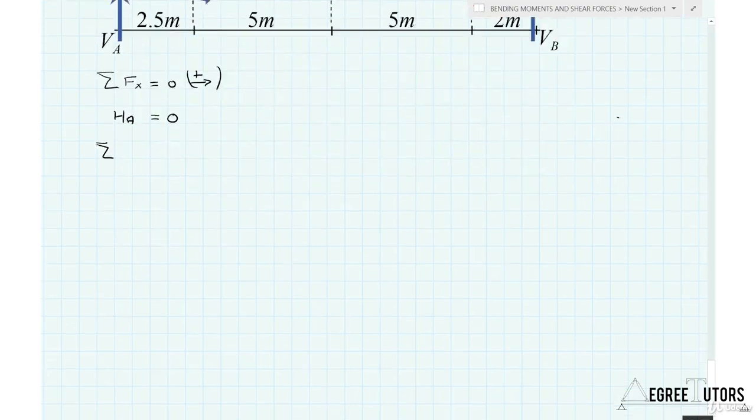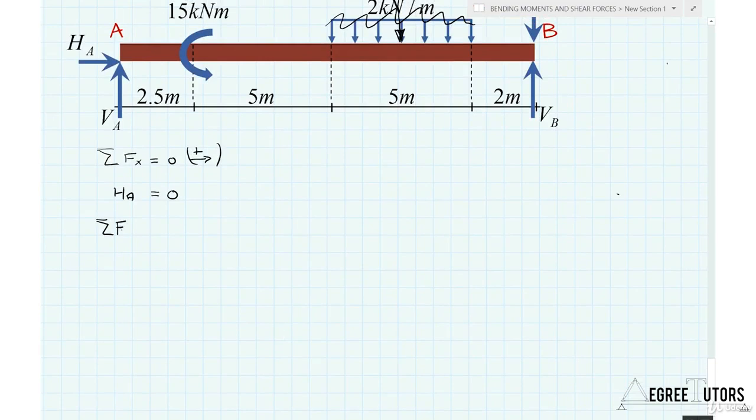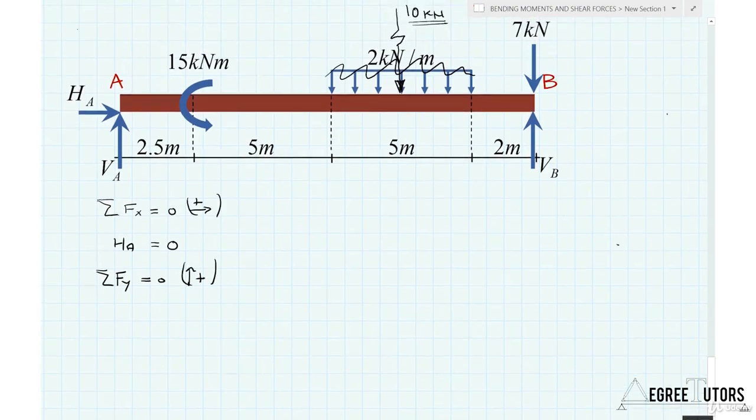Now we can look at the forces in the vertical direction. The sum of the forces in the y direction must equal 0. I'm going to assume upwards is positive. What do we have? We have VA plus VB, my two reactions, minus the 10 kilonewtons, which is the resultant of the UDL, minus 7 equals 0. Let's tidy that up a little: VA plus VB equals 17.